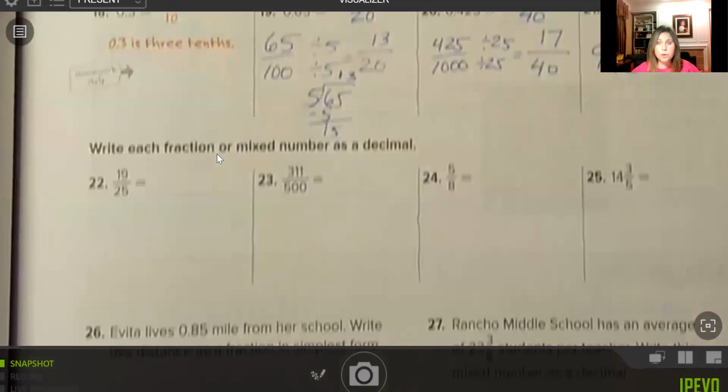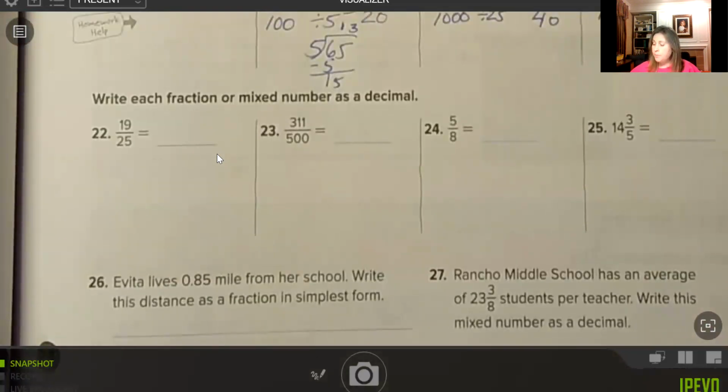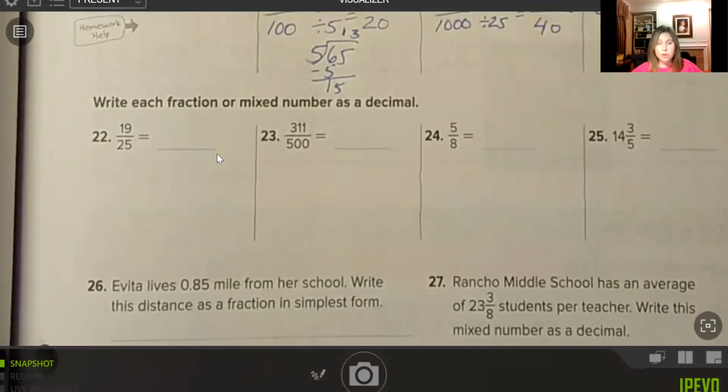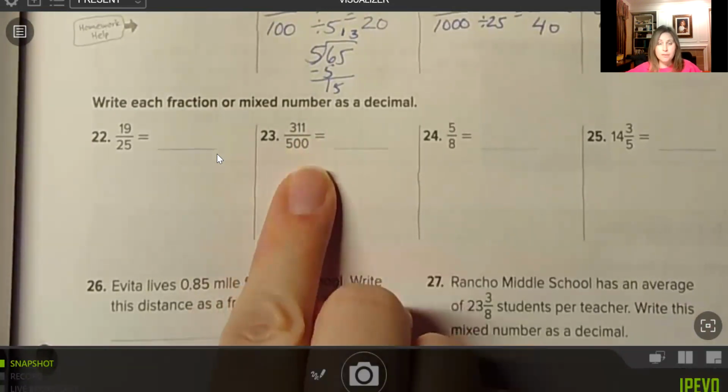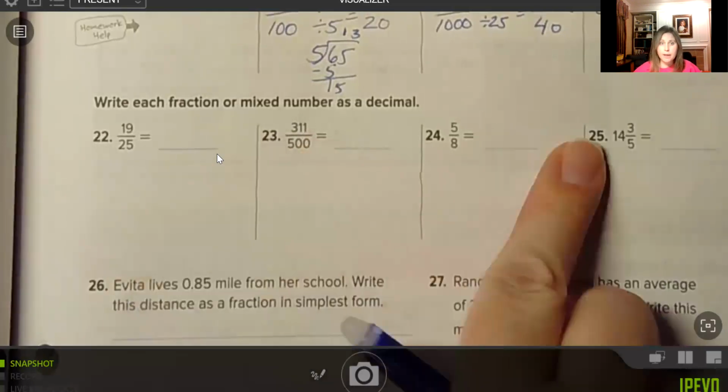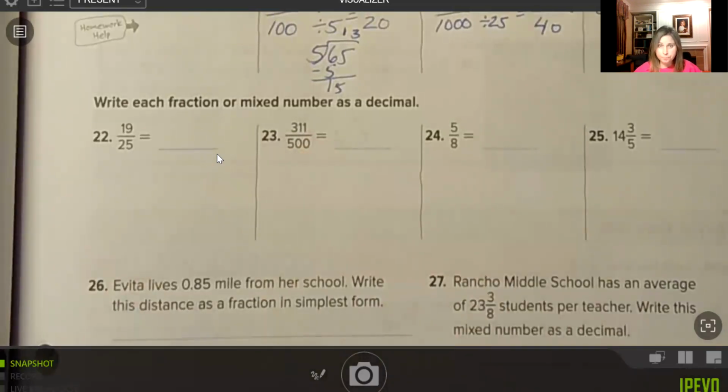Okay, number 22, we're working the opposite way. Write each fraction or mixed number as a decimal. So here we want to change these to tenths or hundredths or thousandths so that we can express them as decimals. We can do that with long division, like 311 divided by 500, or we can do that by scaling up. So we'll take a look at each of these problems.